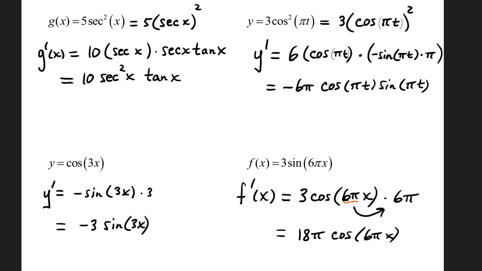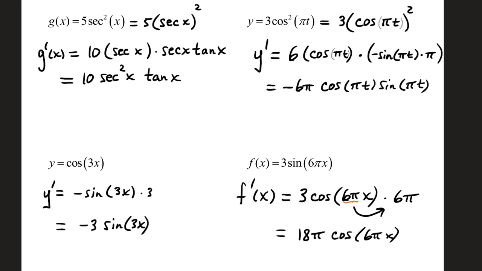At the bottom left of your screen, we have the trig function cosine of 3x. Derivative of cosine is negative sine. Leave the angle the same. Part 3, take the derivative of your angle. That's negative 3 sine 3x.